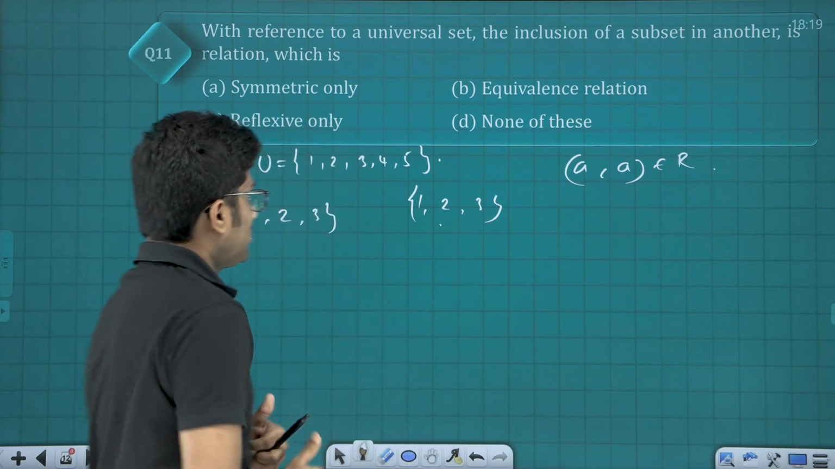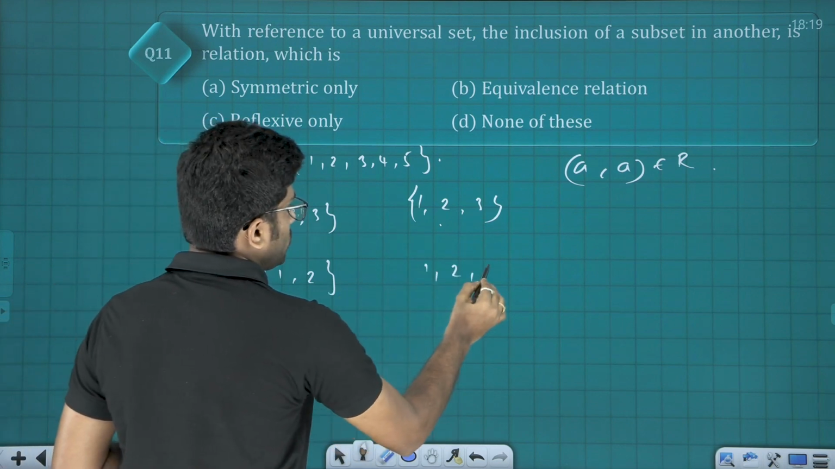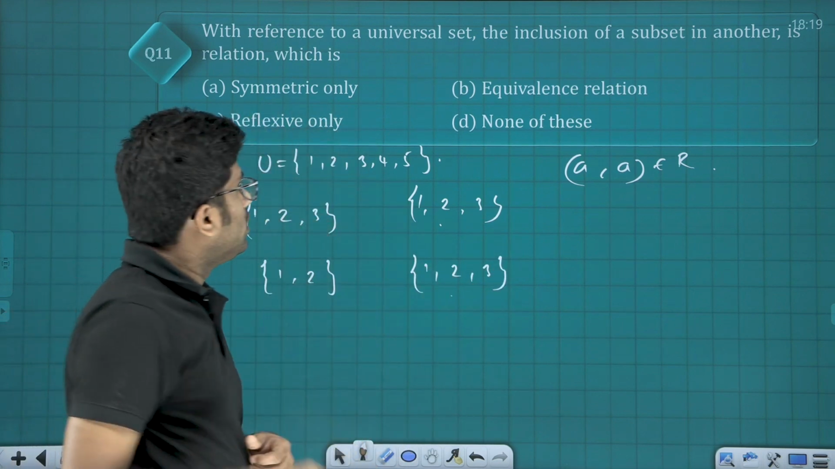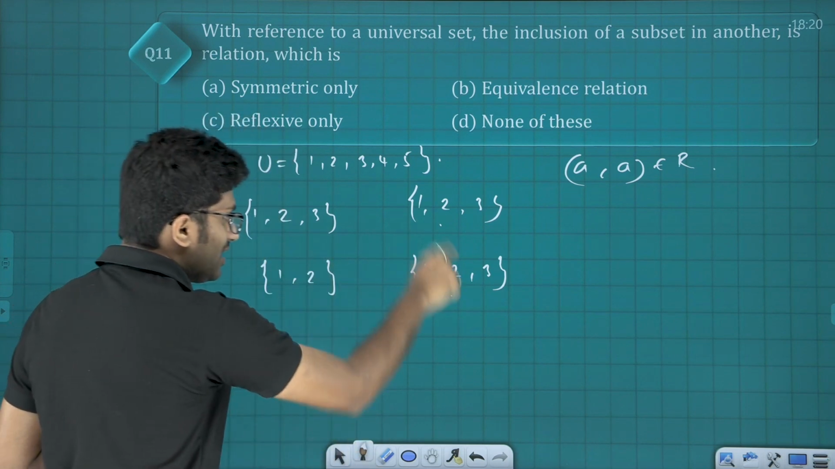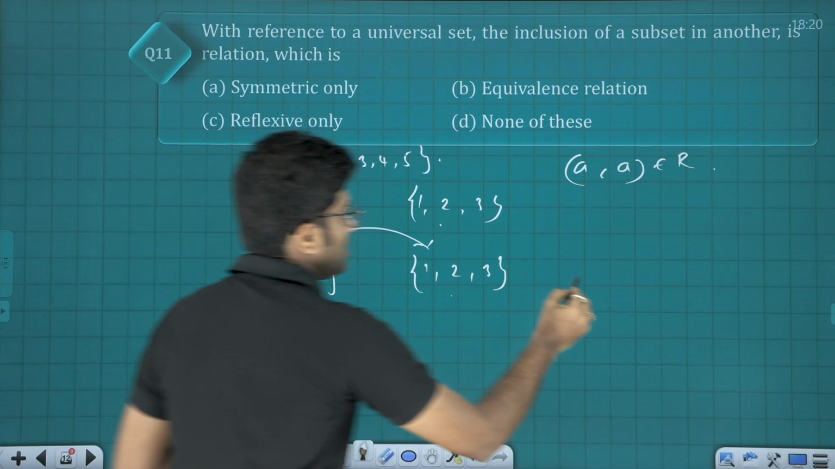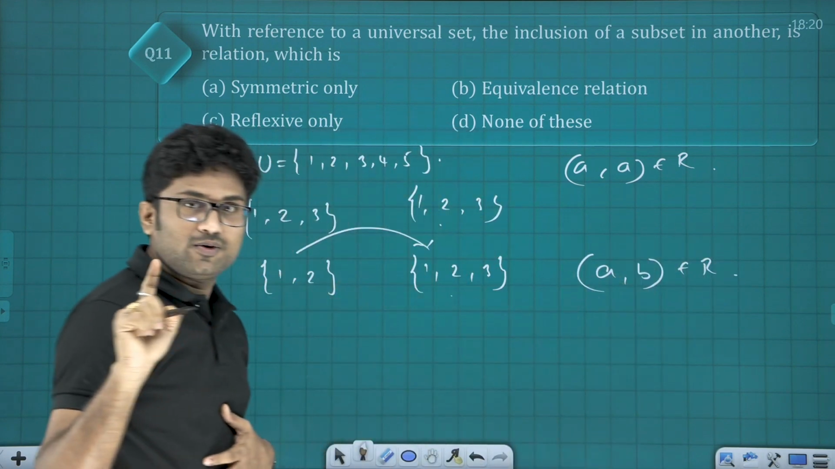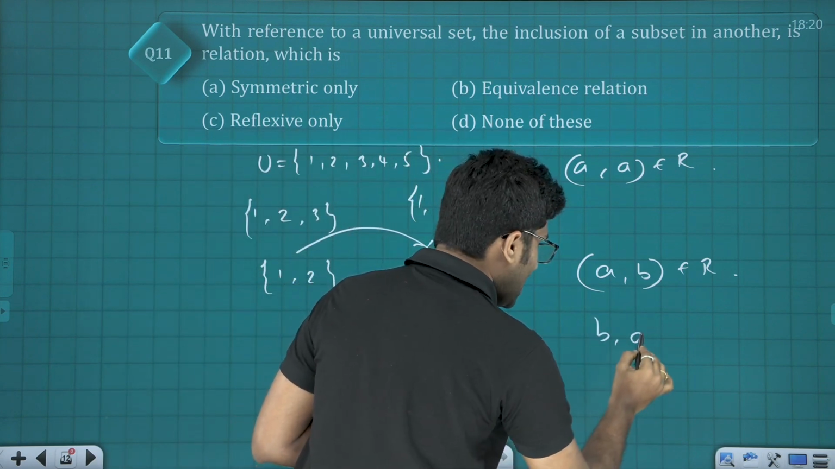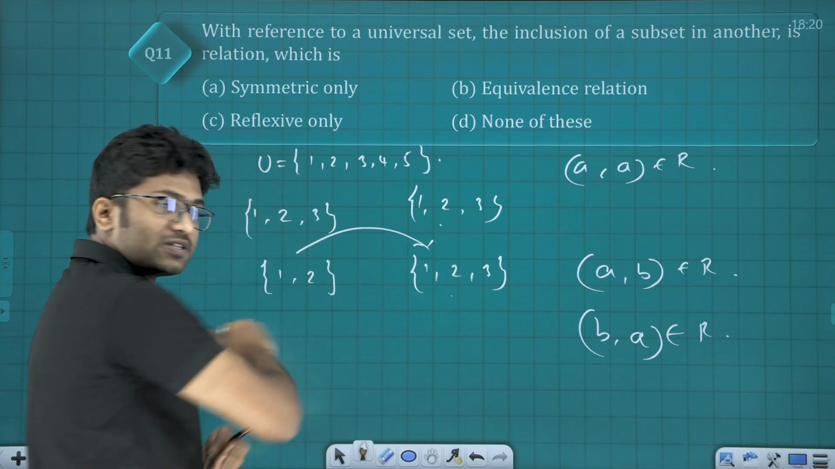Next. Suppose you take {1, 2} and {1, 2, 3}. This is a subset of U. This is also a subset of U. Now to be symmetric, what to say? See, the elements of this set are in this set. That is like the ordered pair (A, B) belongs to R. Now to be symmetric, (B, A) should be part of R. Is the converse true?